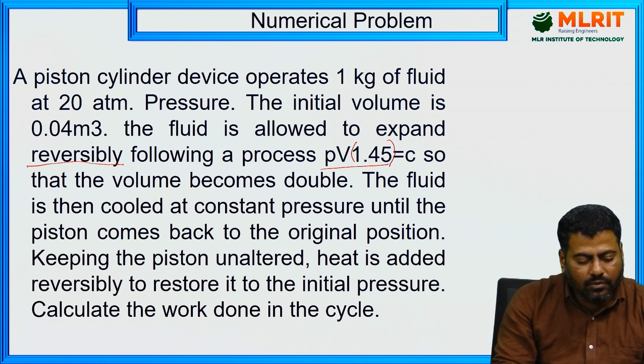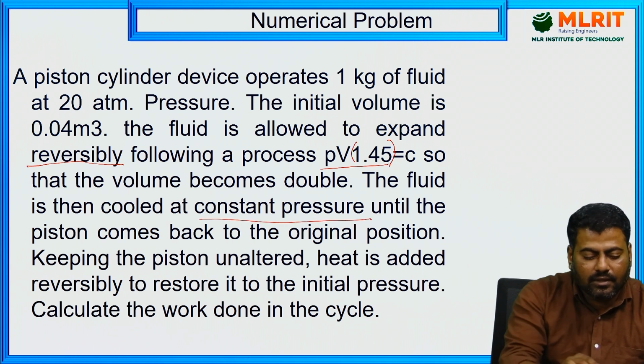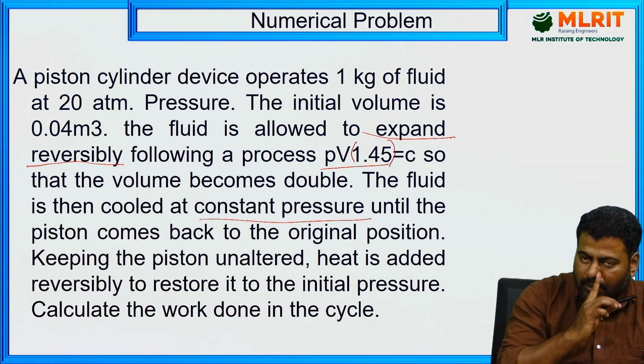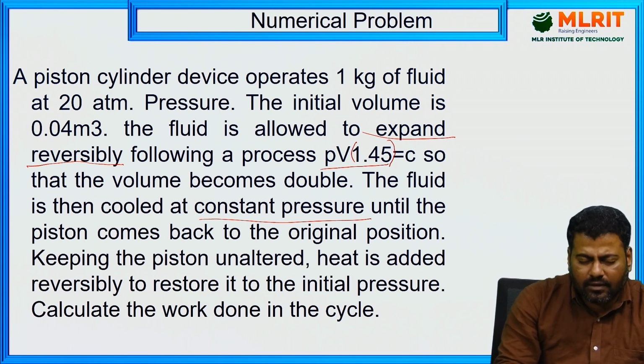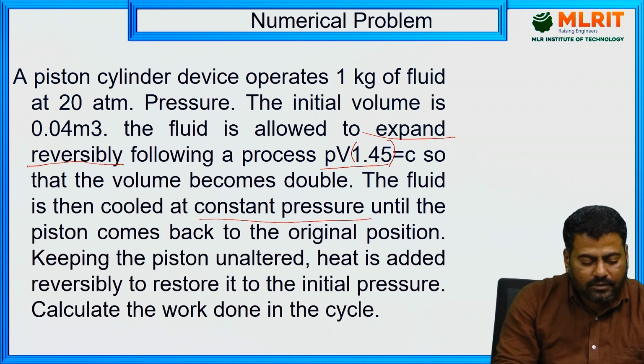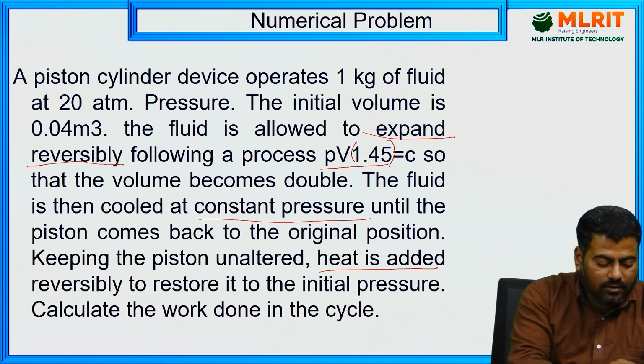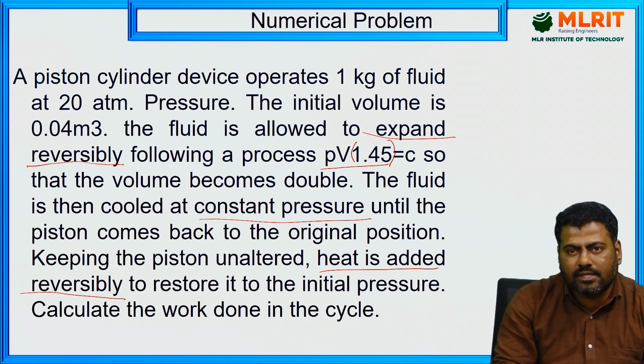Then the fluid is cooled at constant pressure until the piston comes back to the original position. So they have given another process also, the constant pressure process. The first one is reversible adiabatic, that is isentropic, or PV to the power gamma equal to constant. Then, until the piston comes back to the original position, keeping the piston unaltered, heat is added reversibly. Here the heat is added again reversibly, so this also comes under a quasi-static process.